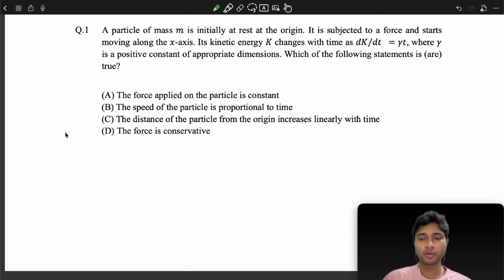As usual, all of you can pause the video and try to solve it on your own, as the question is visible on the screen. Once your attempt is done, you can resume it.